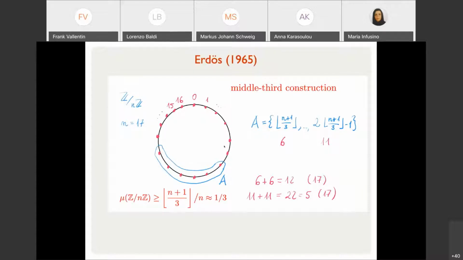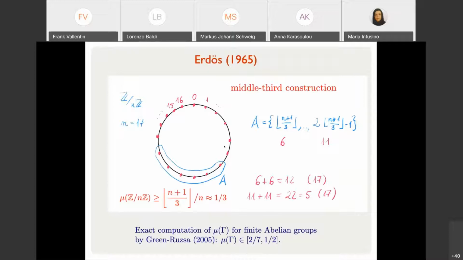And if you discuss, for example, abelian groups, then there is an exact computation known for the density of a sum-free set for finite abelian groups, a result not too old, by Green and Ruzsa from 2005, which gives the exact number for a finite abelian group, and this number always lies between 2/7 and 1/2. But it's a highly non-trivial statement to find this number exactly.